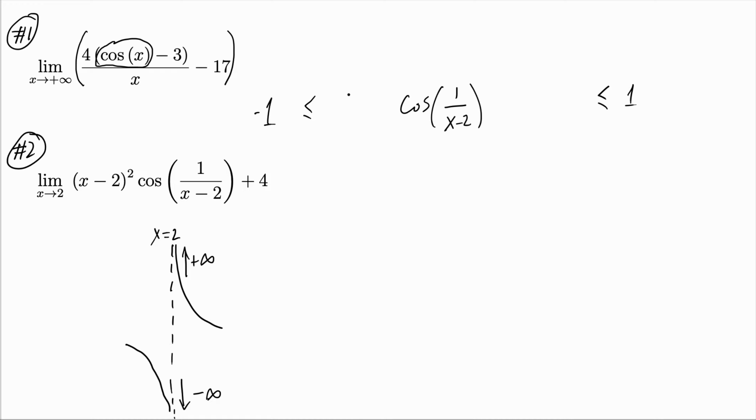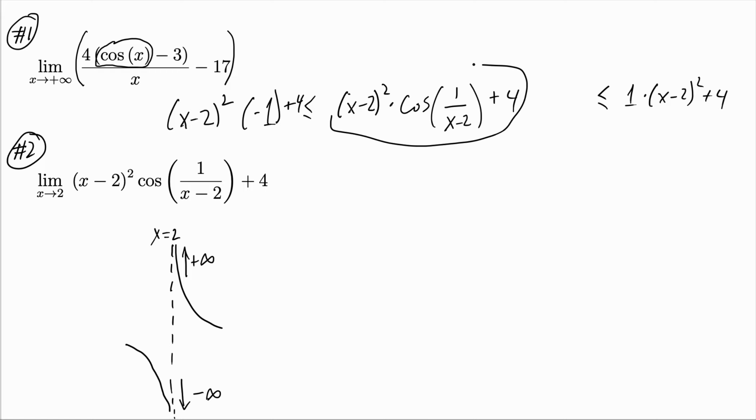All right, now what we're going to be doing is multiplying everything by x minus 2 quantity squared, which is a positive number, so the inequalities will be preserved as we do so. So what we're doing is building this expression from the inequality here. So x minus 2 quantity squared times x minus 2 quantity squared. Then we can just simply add 4 to everything. Notice that we've just sandwiched our original expression between two other ones, this one and this one.